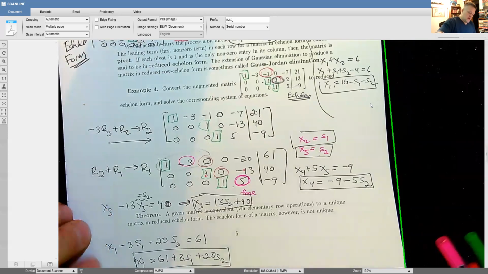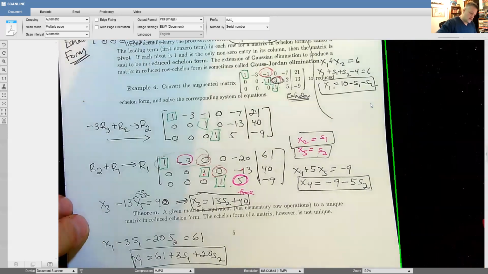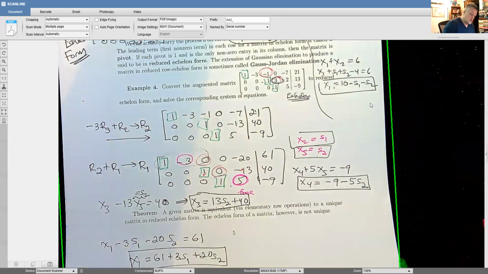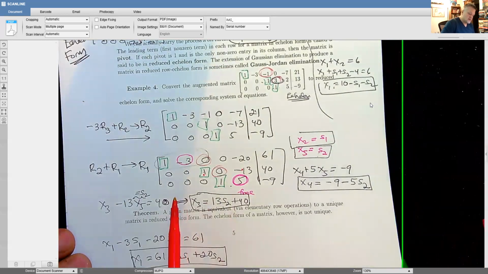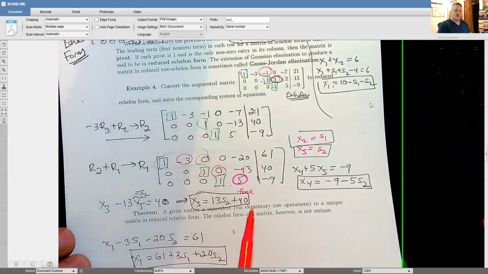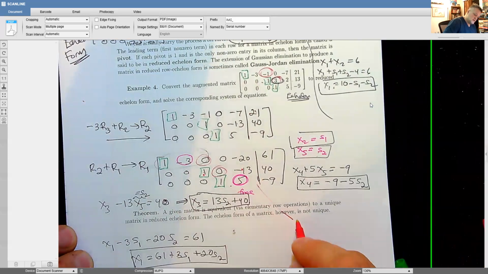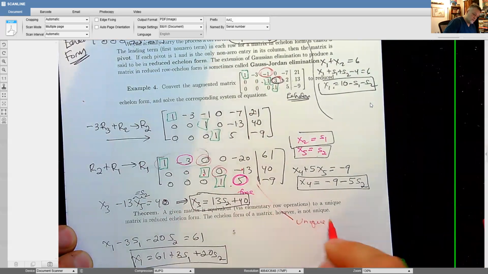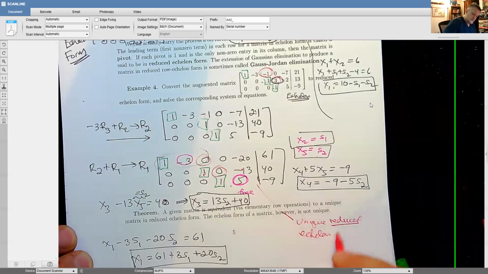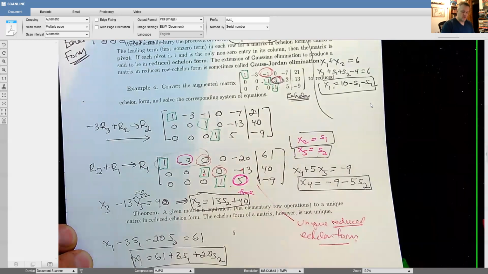Okay, and then we have this theorem. Remember, echelon form is not unique, but reduced echelon form is. All right, so there is only one matrix that corresponds to a system that is in reduced echelon form that's equivalent to the first one. So this is unique reduced echelon form. So once you get it there, you don't have to worry. That's the only way you could possibly do it.